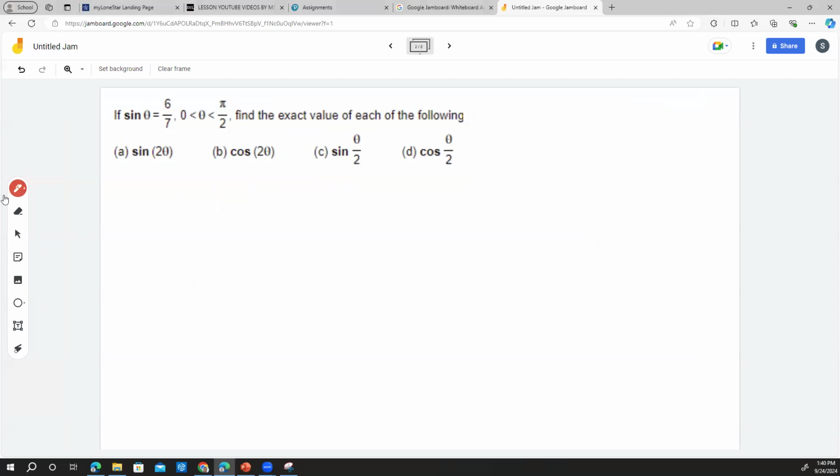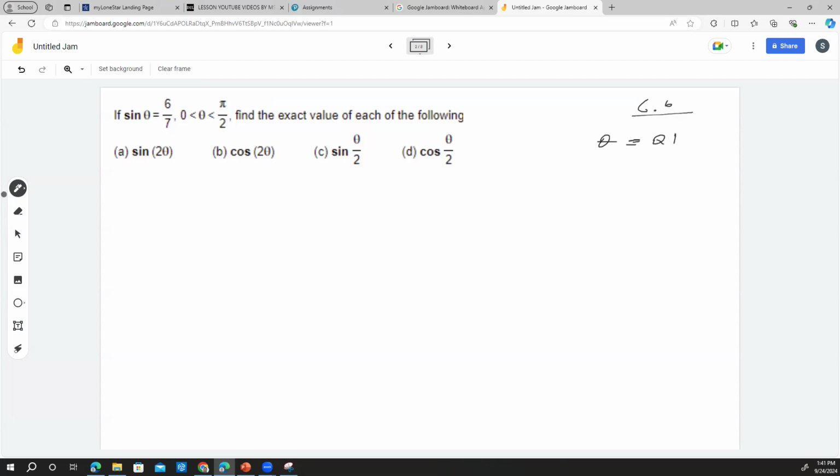So I grabbed some of the questions from your 6.6 MyMathLab homework, and we're going to try to handle them together. The first question: sine of theta is given as 6 over 7, and theta is between 0 and pi over 2. That means theta is a quadrant 1 angle. So for quadrant 1, everything is positive, sine is positive, cosine is positive. We're going to find the exact value for each of the following.